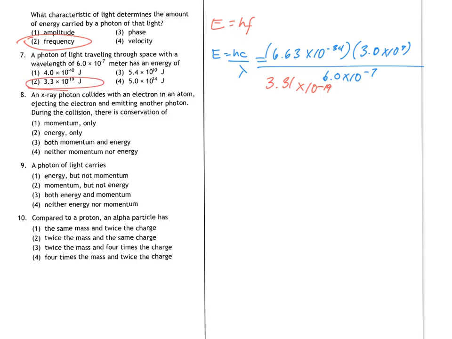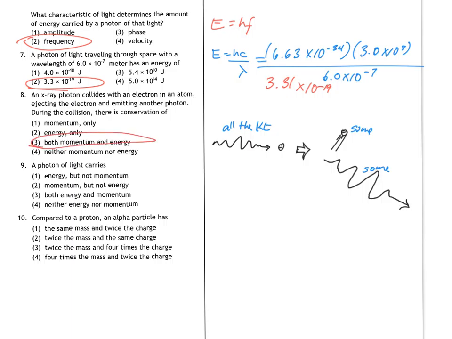For number 8, we have an X-ray photon colliding with an electron in an atom, which ejects the electron and emits another photon. So here's my photon. It's colliding with an electron, which sends the electron off with a new momentum, but it also produces a new photon with a new frequency. Essentially, the first photon had a lot of energy because its frequency was high, and this photon has less energy, which is required because some of the energy is now the kinetic energy of the electron. But during this collision, you do have a conservation of momentum, which is how we can make a claim like this. And additionally, you also have a conservation of energy, which is something that we know from earlier lessons.